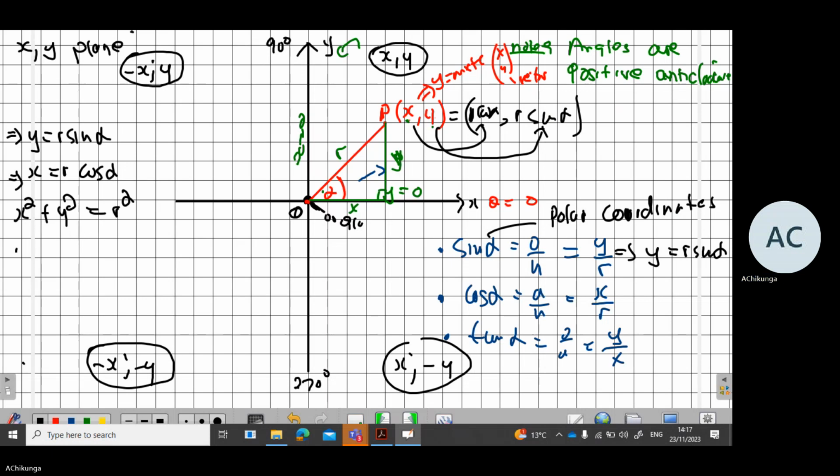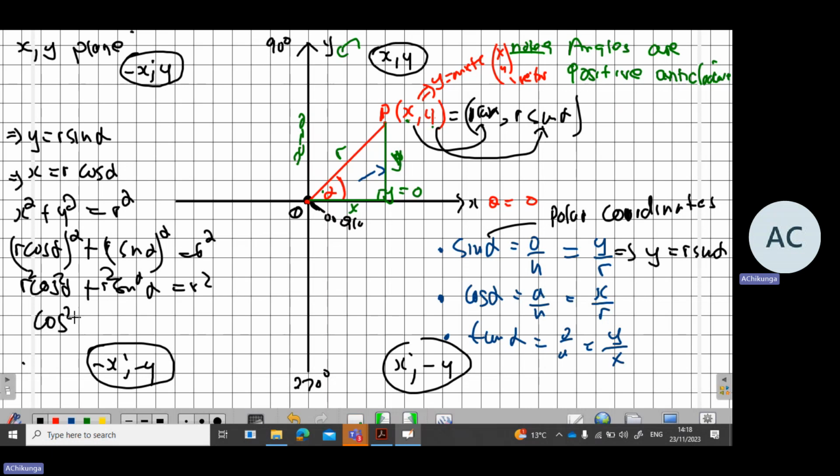It gives us (r cos alpha) squared plus (r sine alpha) squared is equal to r squared, which translates to r squared cos squared alpha plus r squared sine squared alpha, squared on both sides, of course, is equal to r squared. Removing the r here creates this equation.